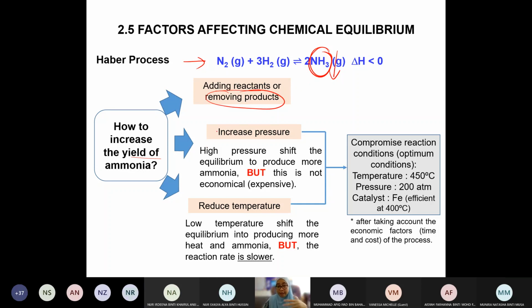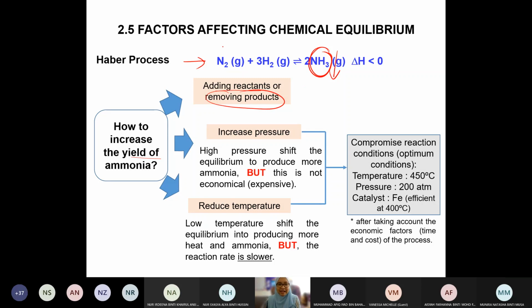And then we can also manipulate in terms of pressure. We can increase the pressure. We disturb the system by increasing the pressure of the system. So what will happen is that when we increase the pressure, the system is stressed because the pressure is high. So the system needs to lower down the pressure. So how can a system lower the pressure?